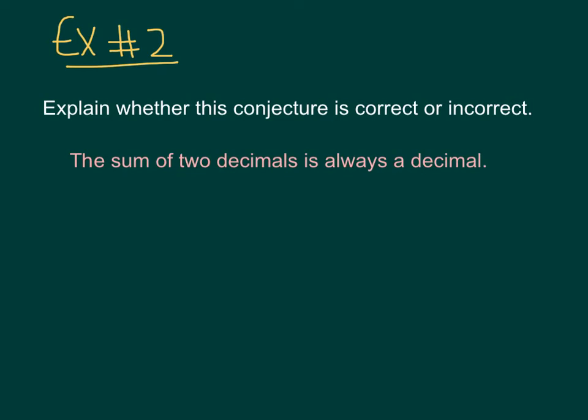All right, example number 2, we're going to test this one out and see if it's correct or not. So the sum, and sum is when I am adding. That's my answer to an addition problem. So the sum of two decimals is always a decimal. So when I'm adding two decimals, I should always get a decimal answer. And always is the key word there. They're not saying sometimes you get a decimal. They're saying every single time you should get a decimal. So let's try it out.